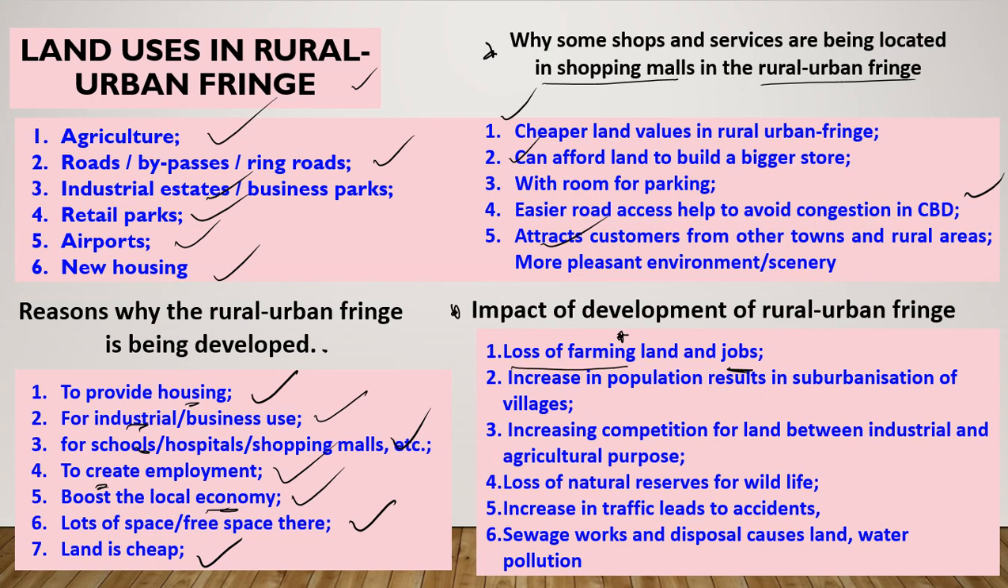Now, an increase in population which results in suburbanization of the villages. Also, increased competition for land between industries and agricultural purposes. Now, loss of natural reserve for wildlife. So, obviously, their habitat will be destroyed, which will definitely affect the food chain also. An increase in traffic will lead to accidents because the number of people living there has increased. So traffic will also increase with time. Now, sewage work and disposal cause land and water pollution from the people that are living there now.